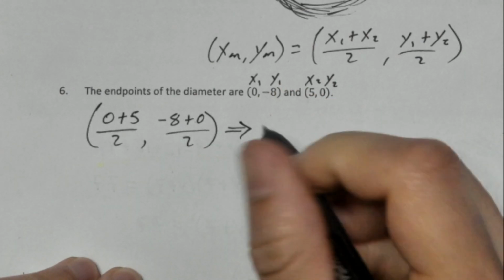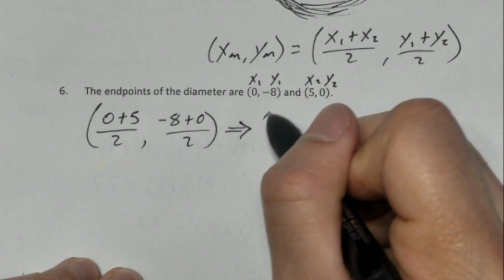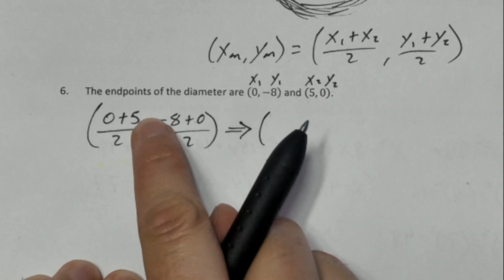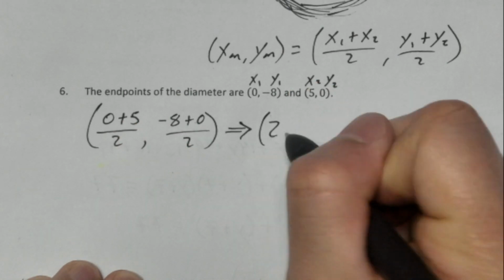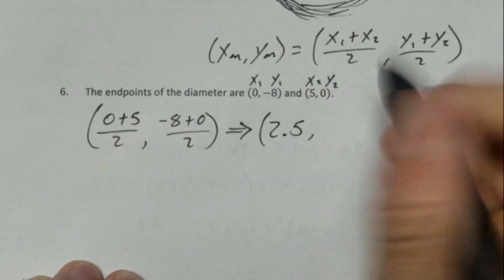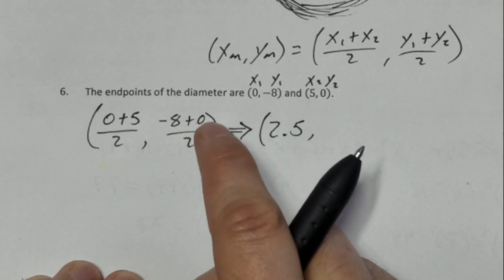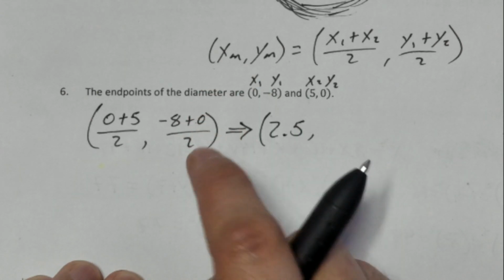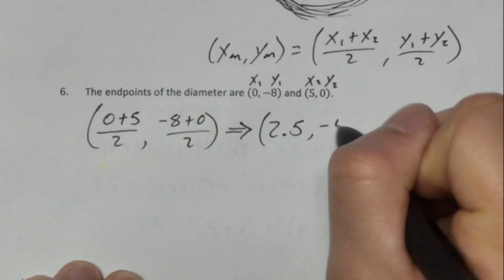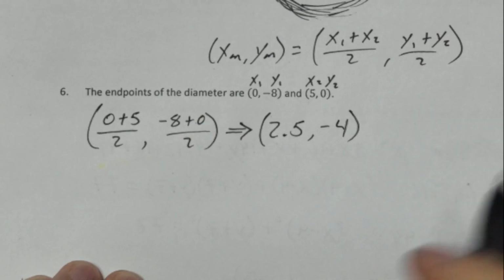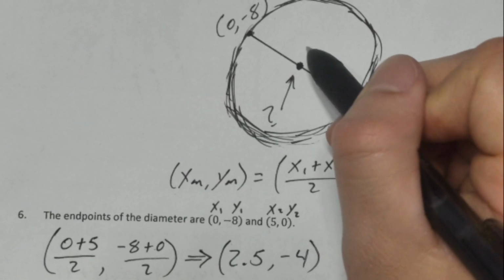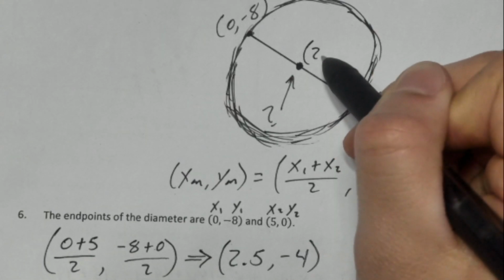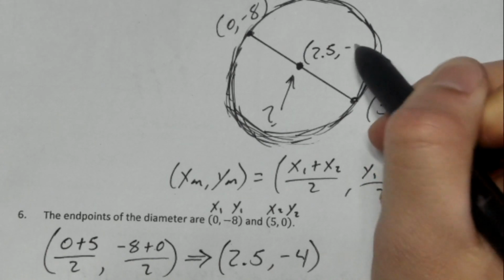That means that my center is located at 5, because 0 plus 5 is 5. 5 divided by 2 is going to be 2.5. Negative 8 plus 0 is just negative 8, and negative 8 divided by 2 is going to be negative 4. So this center right here is the point 2.5, comma, negative 4.